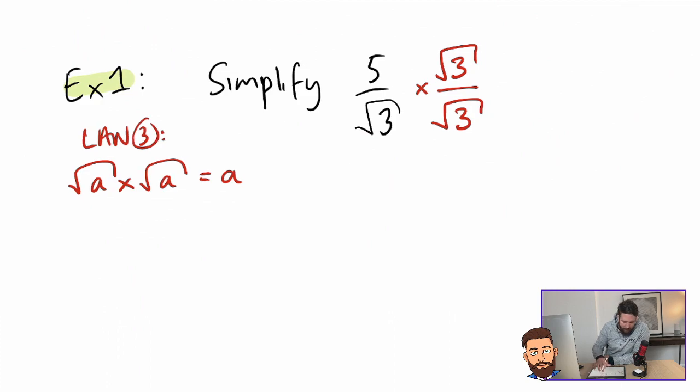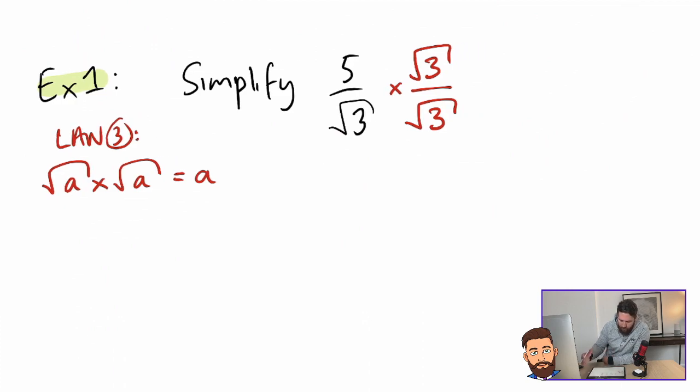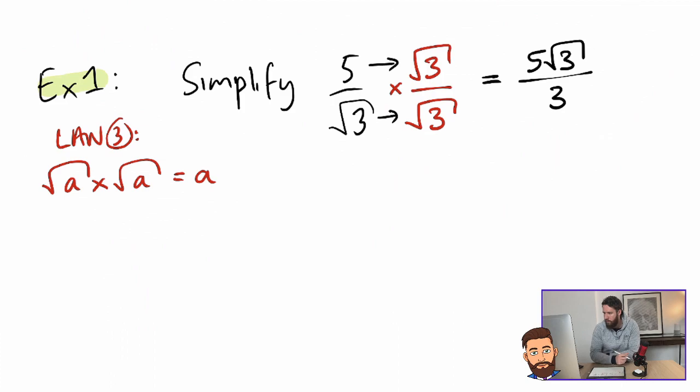So once you're clear on that, it's nice and easy. You just have to multiply across. We're going to do 5 times root 3 and then 3 times root 3. So 5 times root 3, we can just write as 5 root 3 over root 3 times root 3 gives me 3. And that is that question complete.